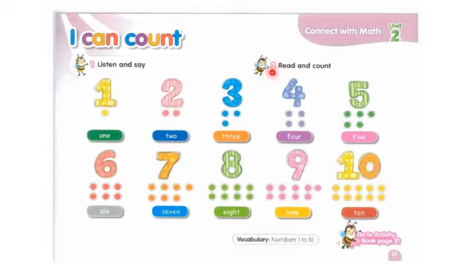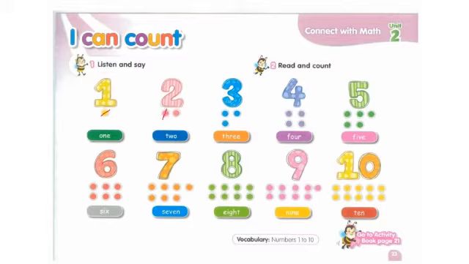The second exercise says read and count. We're going to read each number and count the dots under it. Okay? This is number 1. Let's see how many dots there are. And when we count, remember, we have to cross out, okay? There's only 1 dot, right? Alright, next one, there's number 2, right? This is number 2. Let's count the dots.